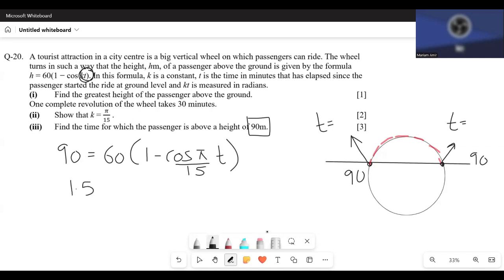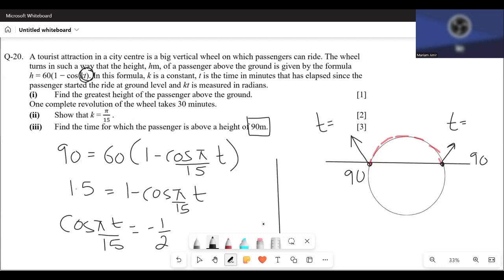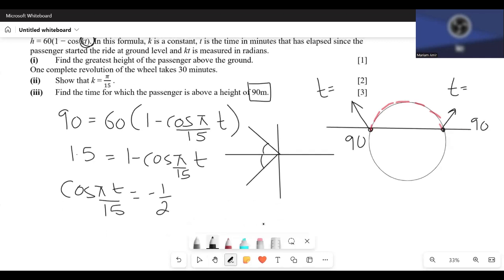Okay, we get 1.5 from 90 divided by 60. 1.5 equals 1 minus cos(pi by 15 t). Now I'm going to make cos the subject. I get 1 minus 1.5, which is minus half or minus 0.5. Cos is negative in the second quadrant and the third quadrant. Now I need the absolute angle. Absolute angle is going to be cos inverse of half. And remember, we still have pi t upon 15 left here.